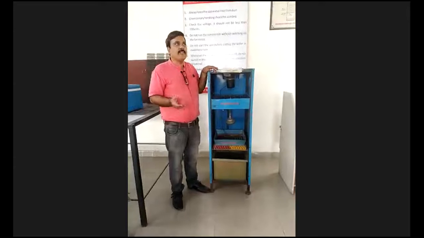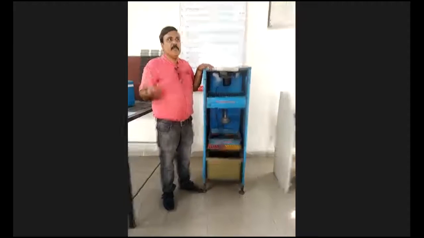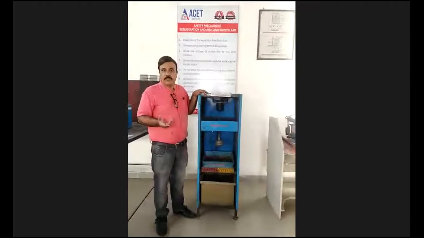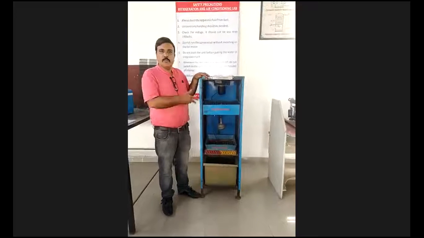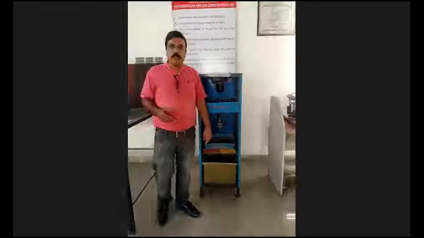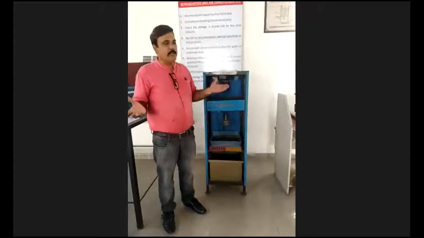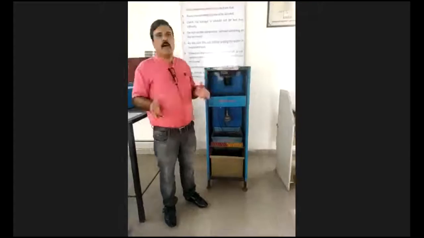Such a type of condenser is used mostly in power industry, in chemical industry, in big industries. So this is all about the condensers which we have in our RAC.